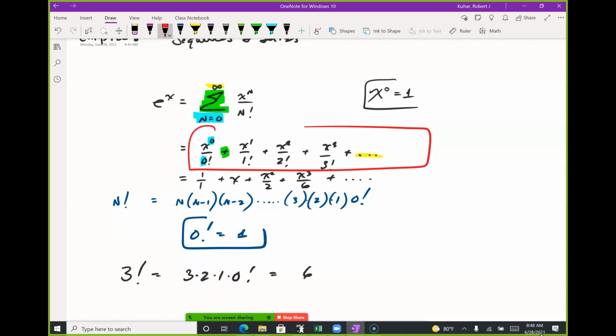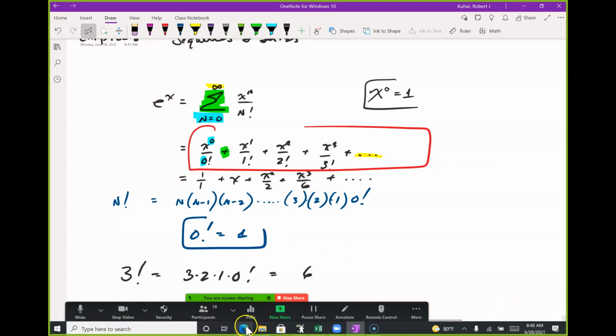Now, the interesting thing here is me showing you that this is kind of true. So let me do that. So let me go to Desmos.